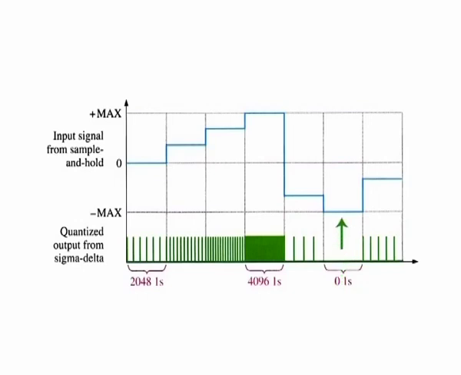For example, assume that 4096 ones occur during the interval when the input signal is a positive maximum. Since 0 is the midpoint of the dynamic range of the input signal, 2048 ones occur during the interval when the input signal is 0. There are no ones during the interval when the input signal is a negative maximum. For signal levels in between, the number of ones is proportional to the level.